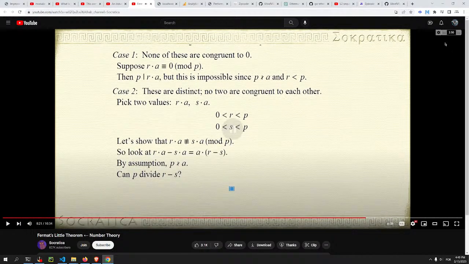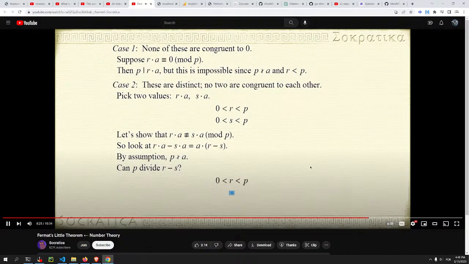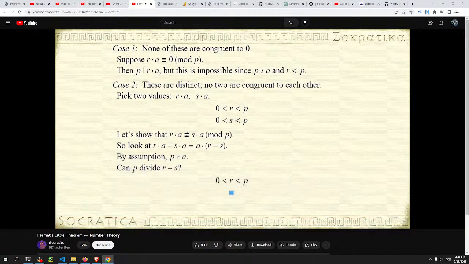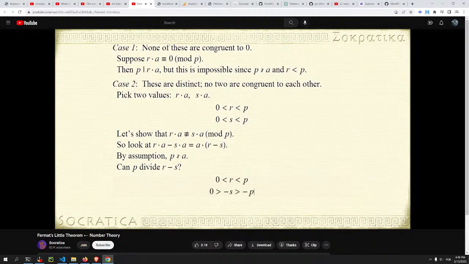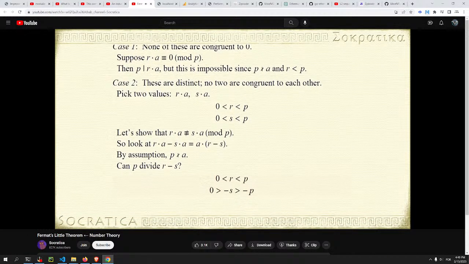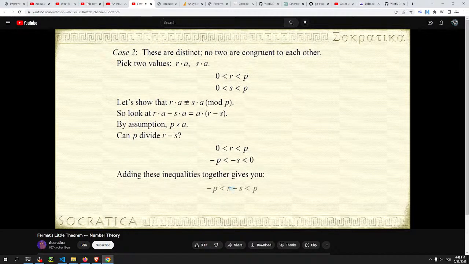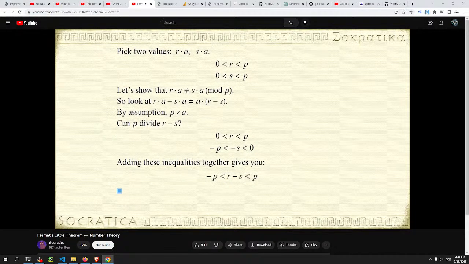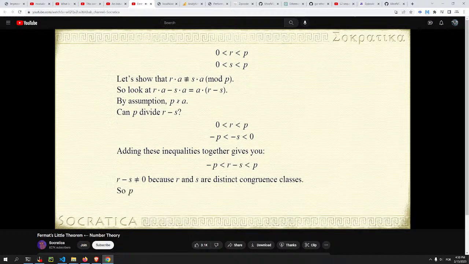Well, let's go back to our inequalities. We have 0 less than r less than p, and let's multiply the second inequality through by negative 1. That gives us 0 is greater than negative s is greater than negative p. Let's now flip this around so the inequalities line up. That gives us 0 is less than r is less than p, and negative p is less than negative s is less than 0. If you add these two together, you get negative p is less than r minus s is less than p. Now r minus s cannot be 0 because we picked two distinct numbers, and they're between negative p and p, so p cannot divide it. It cannot be a multiple of p. The only multiple of p in that interval is 0, and because we picked distinct numbers, r minus s is not 0.